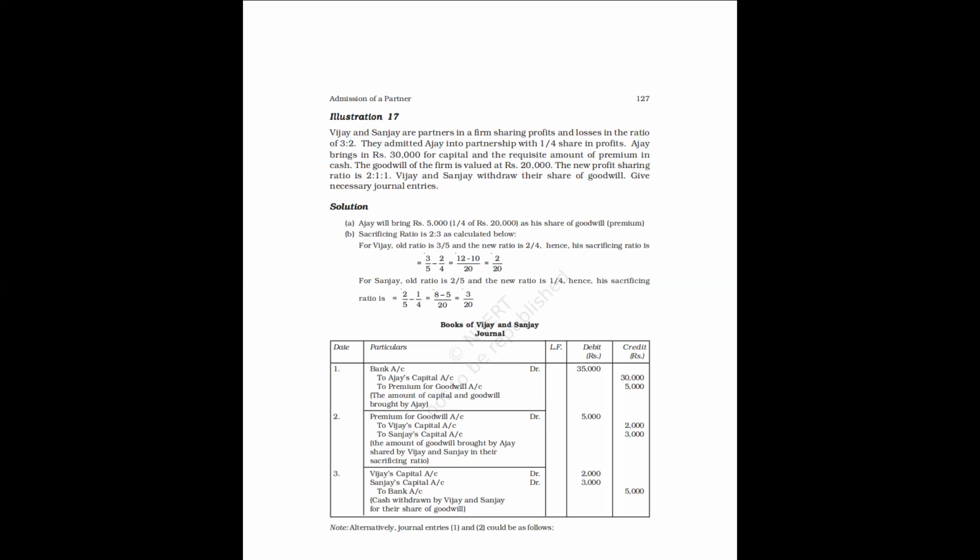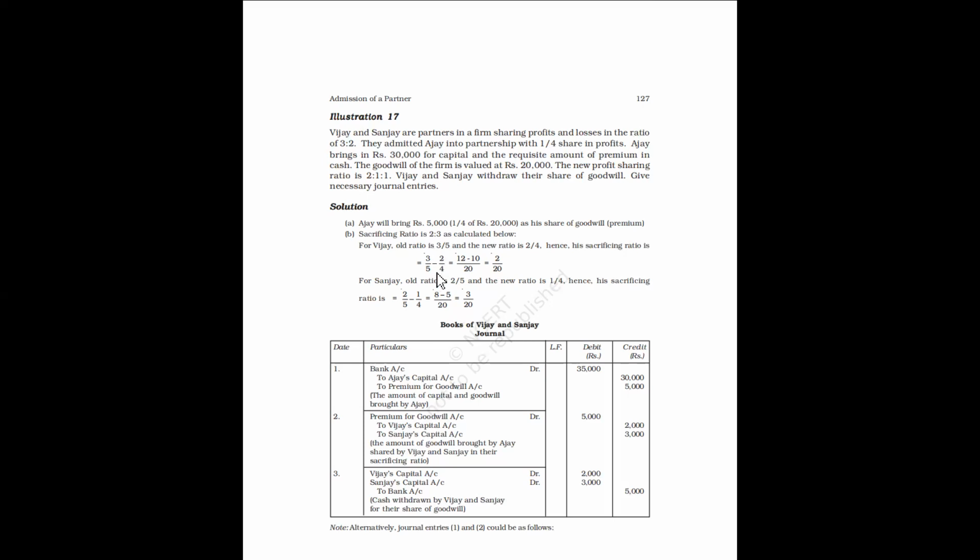This 5,000 is going to be shared by the old partners in their sacrificing ratio. We have the old ratio as well as the new ratio. So old minus new, you will get the sacrificing ratio. See, for Vijay, old ratio 3/5 minus new ratio 2/4.